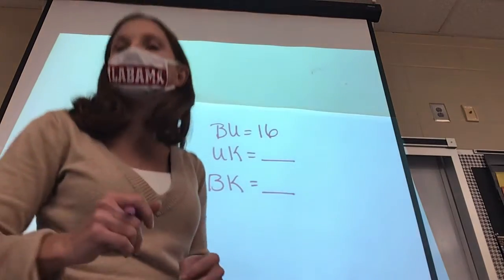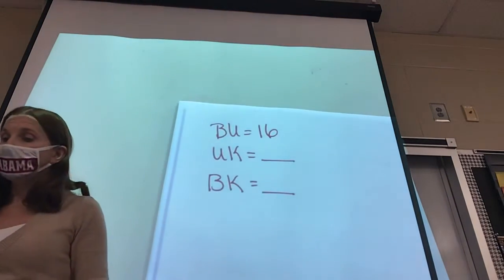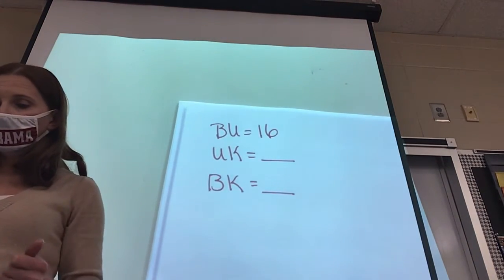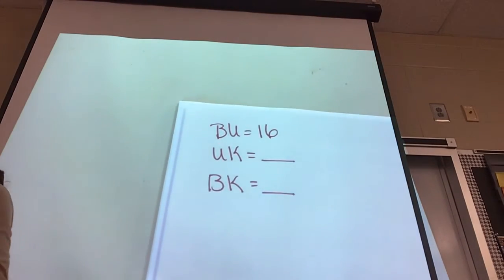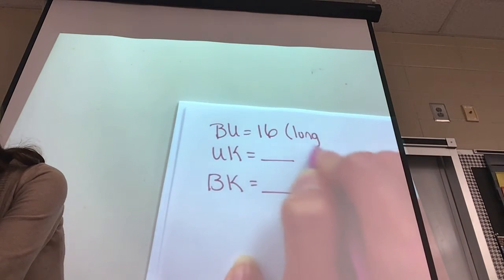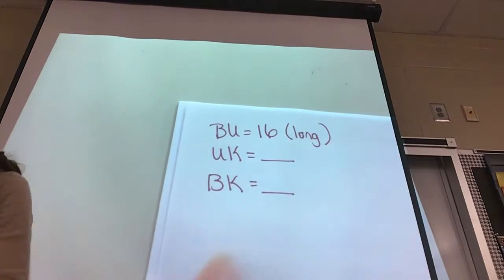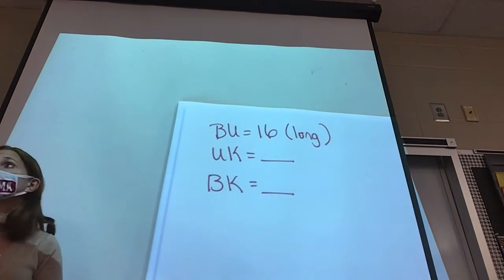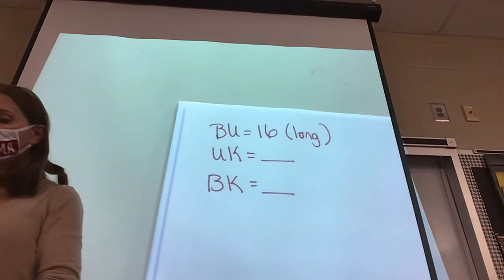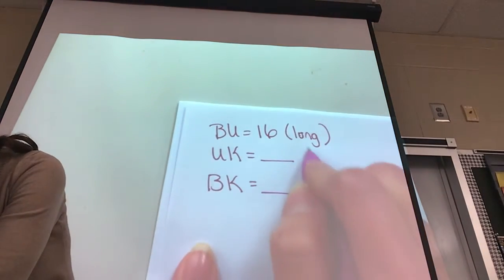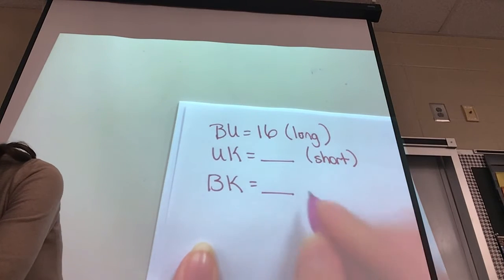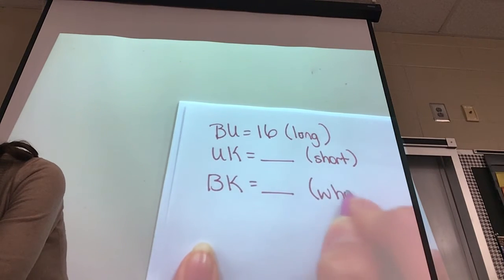And not just making noises. Yeah, I gave you the long piece. BU was the longer, long piece. This is the long piece. Now, the UK that you are trying to find is the short piece, and the BK is the whole.